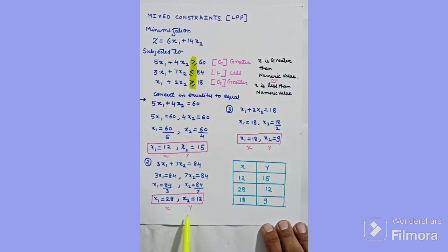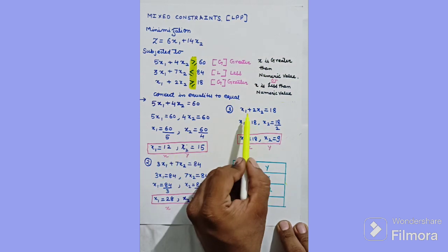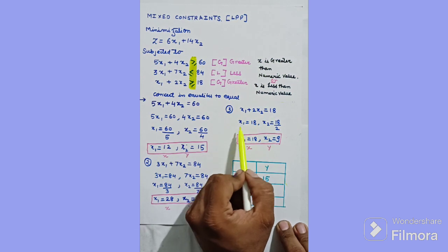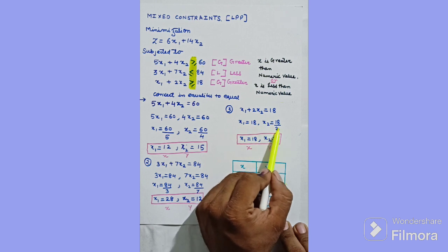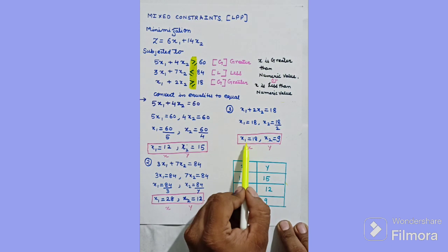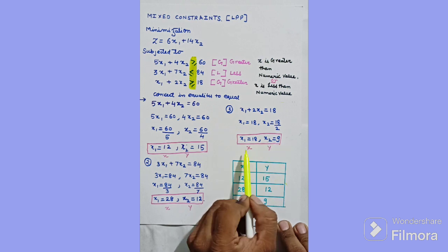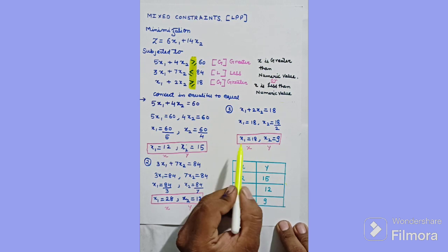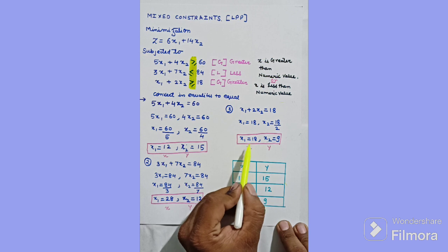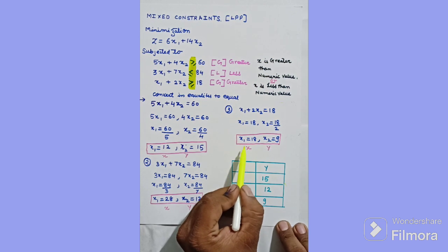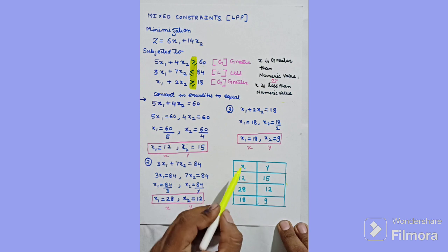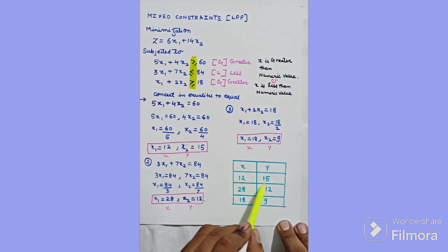So this will be our x-axis. This point will be on the x-axis and this will be on the y-axis. Similarly here, on x-axis, on y-axis, x1 plus 2x2 is equal to 18. So x1 is equal to 18 and x2 is equal to 18 by 2, so x2 is equal to 9. The procedure for finding the points on the x and y axes is the same for maximization, minimization and mixed constraint. So I have copied here: 12, 15, then 28, 12, and 18, 9.